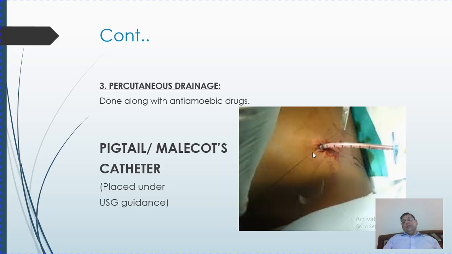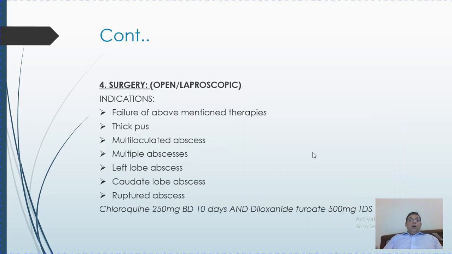And if the abscess cavity is large, or if it has complicated, it has ruptured, then you may have to go in and do an open surgical procedure for those patients. Open or even laparoscopic can be done, but if it has ruptured into the general peritoneal cavity, most of the time you would like to do an open laparotomy.